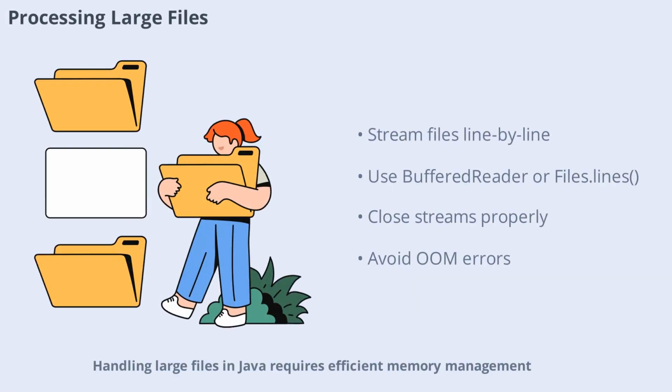Handling large files in Java requires efficient memory management. Stream the file line by line using BufferedReader or Files.lines to avoid out-of-memory errors. Always close streams properly to release resources. This method allows you to process massive files without overwhelming your application's memory.